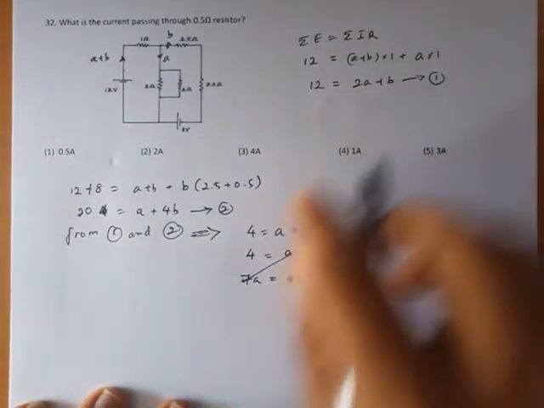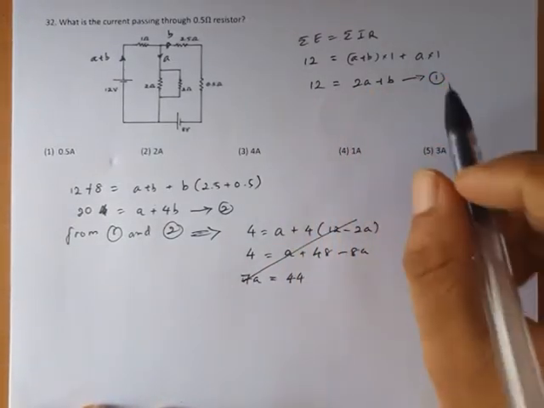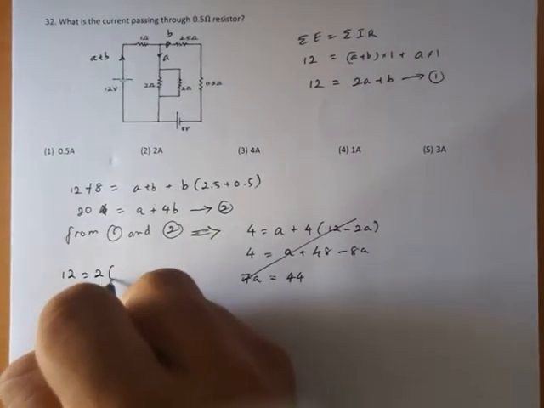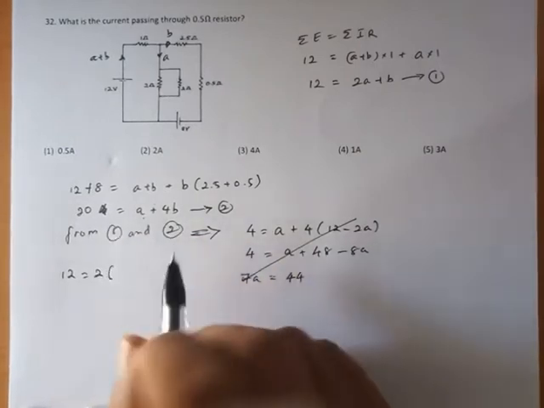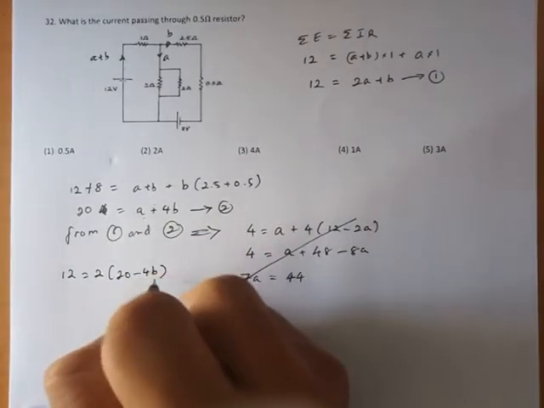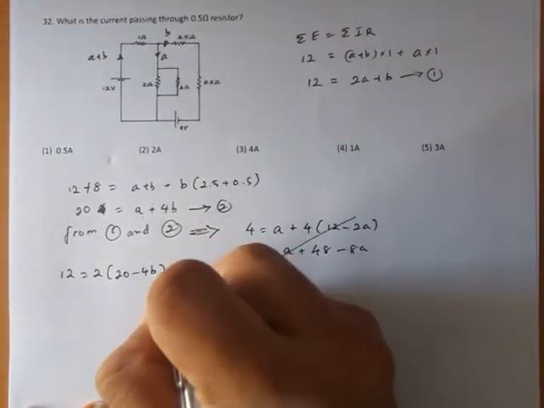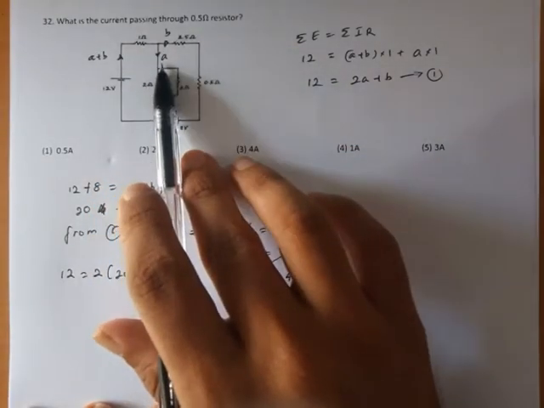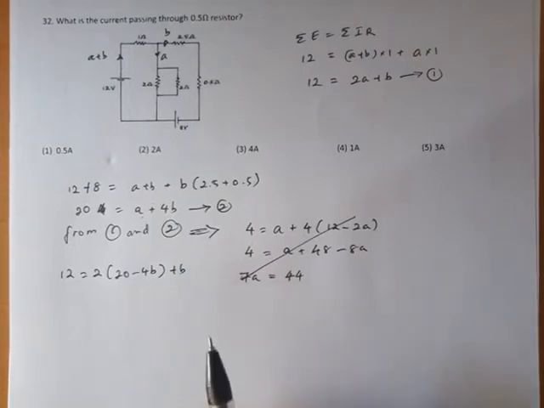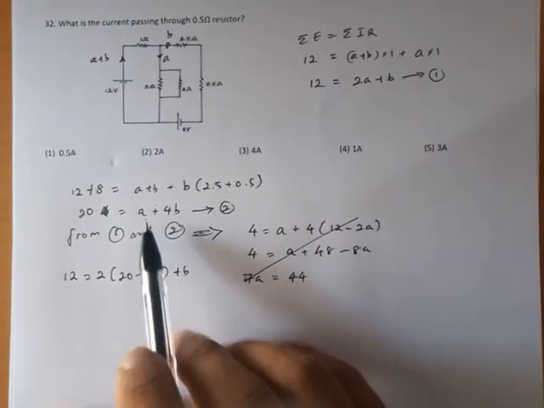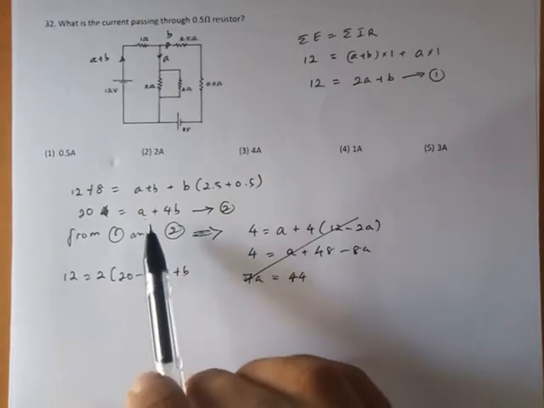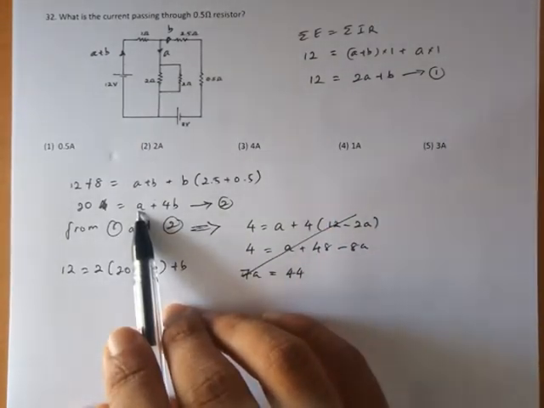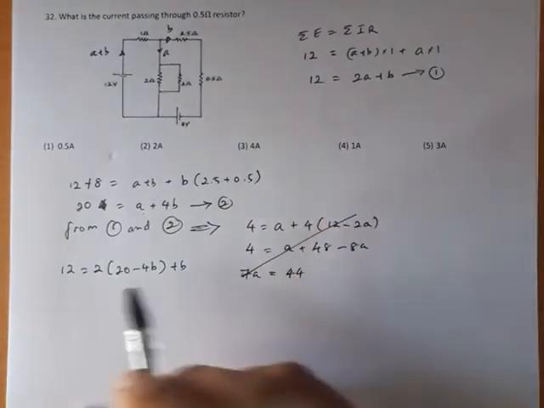Okay, so from these two equations now, I want to find B. So I take equation 1, that is 12 equals 2 times A, and from this equation A is equal to 20 minus 4B, plus B. Why I'm doing this is because we want to find B, so no point wasting time finding the value of A. So we'll subject A from this equation and substitute in this equation, so we can directly get the value for B.